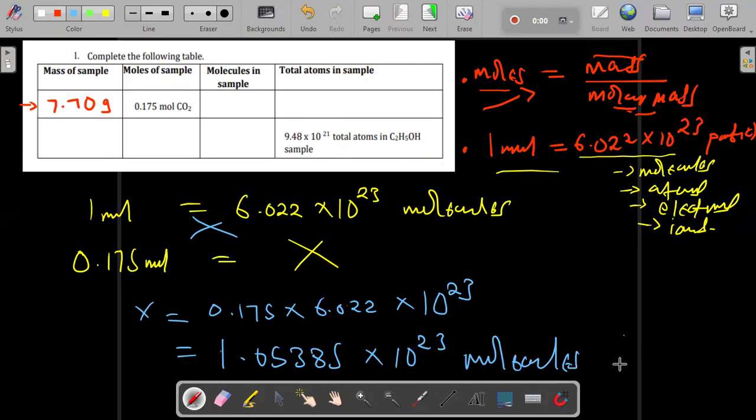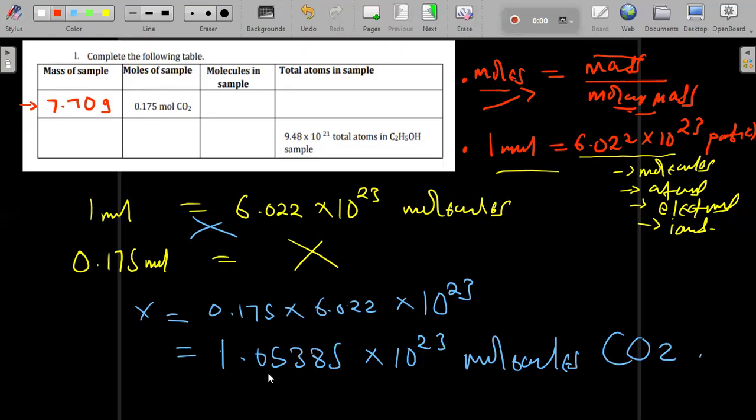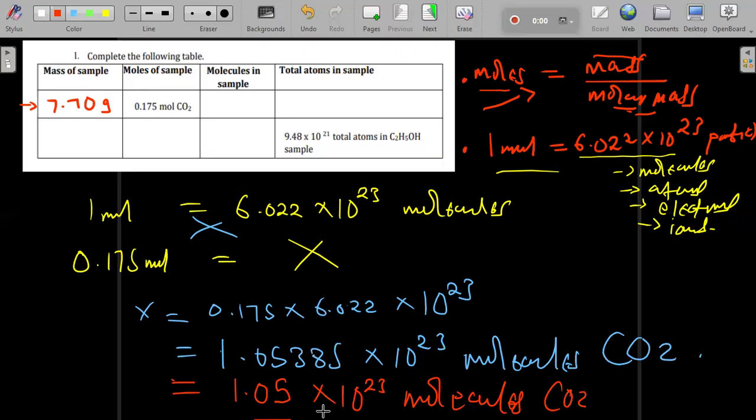Okay, so remember these are molecules of what? Carbon dioxide. Okay, so we can write that number to three significant figures. If you write it to three significant figures, it's going to be 1.05 multiplied by 10 to the power 23 molecules of carbon dioxide. So we are going to get this value here and write it in the table here. So the number of molecules in the sample will be 1.05 multiplied by 10 to the power 23. So these will be the molecules.